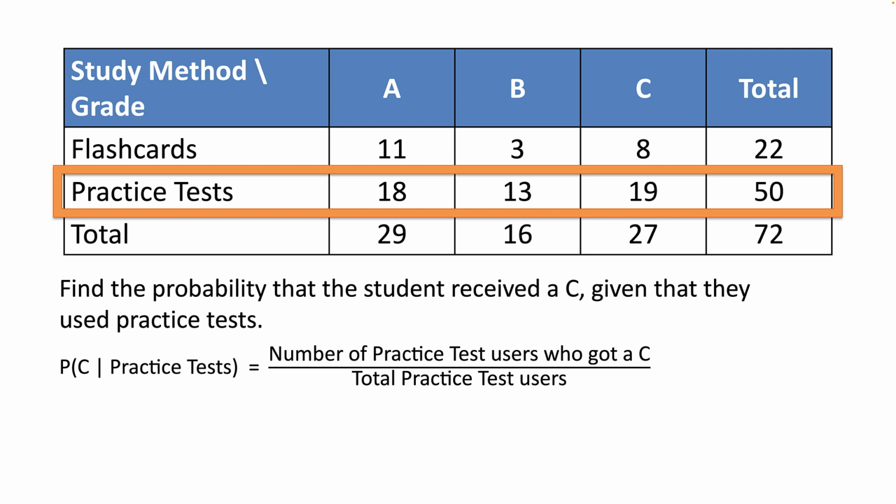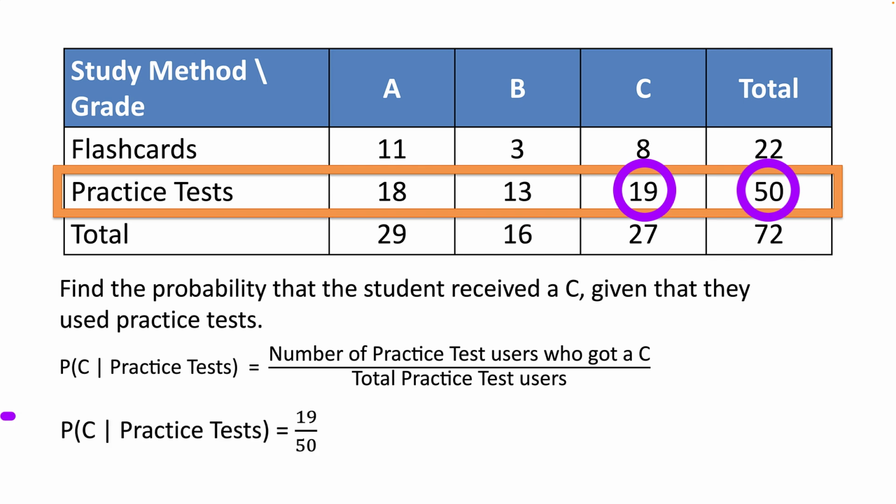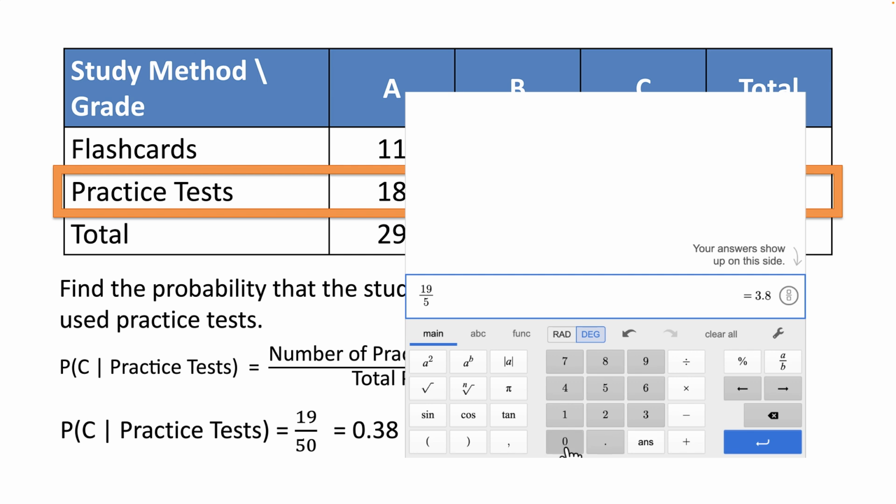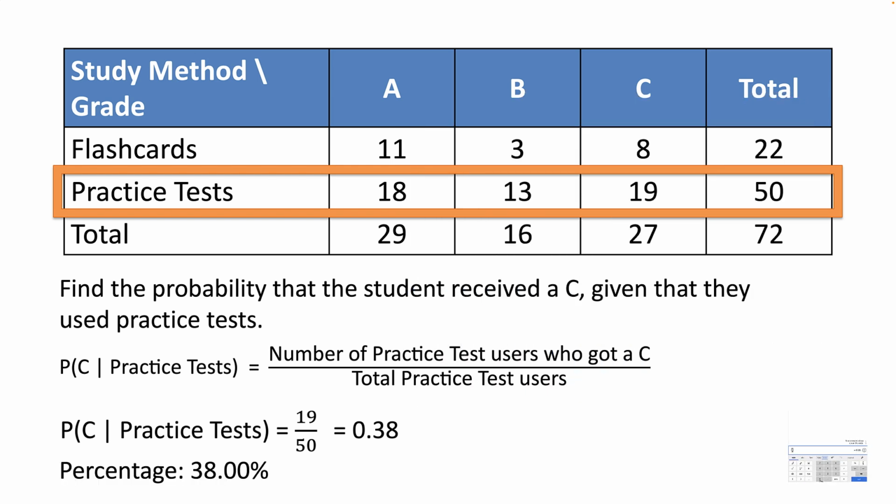So we can see that the number of practice test users who got a C is 19, and the total number of practice test users from this survey was 50. So our probability that the student received a C given they use practice tests is 19 out of 50. Let's use our calculator to convert this to a decimal rounded to 4 places. As a decimal, this would be 0.38. Occasionally, you'll be asked to report decimals as a percentage. In this case, this would be 38%.